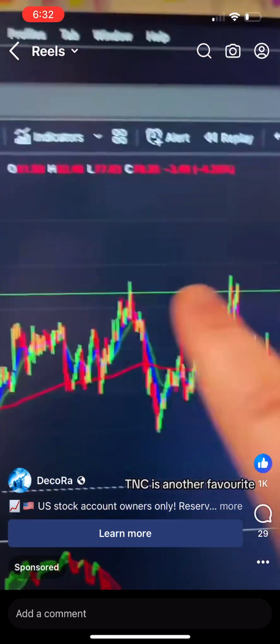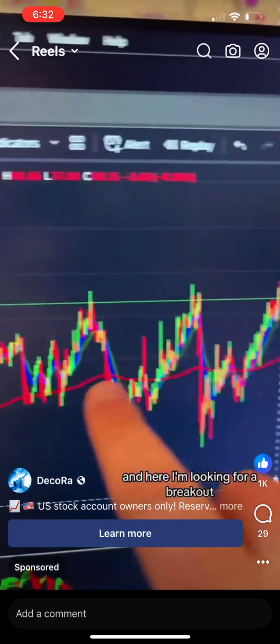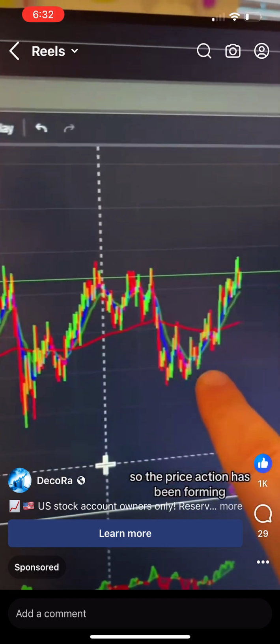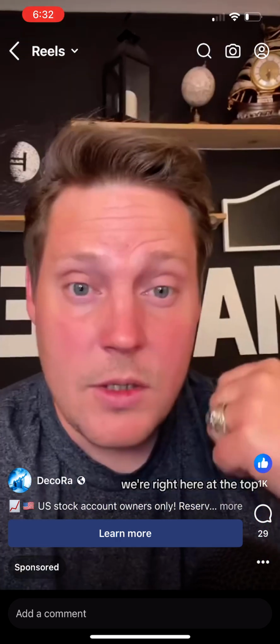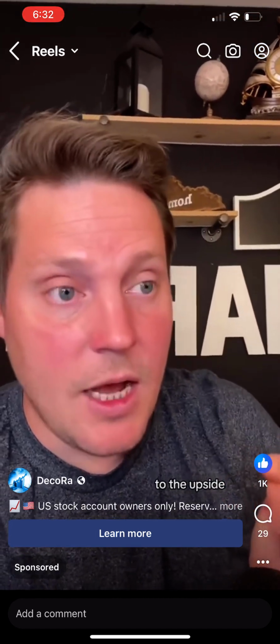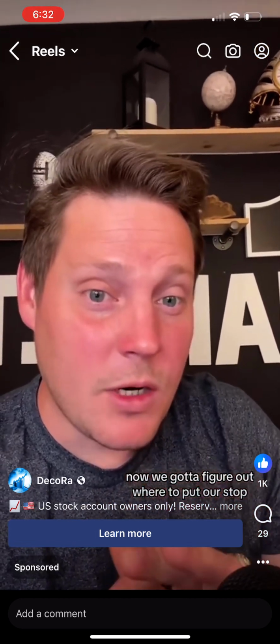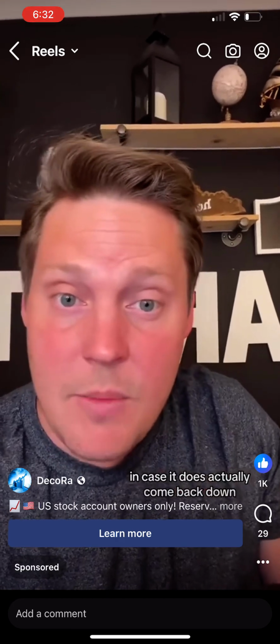TNC is another favorite, and here I'm looking for a breakout. So the price action has been forming higher lows here. We're trending along the EMAs. We're right here at the top. So because we're looking for a breakout to the upside, now we've got to figure out where to put our stop in case it does actually come back down.